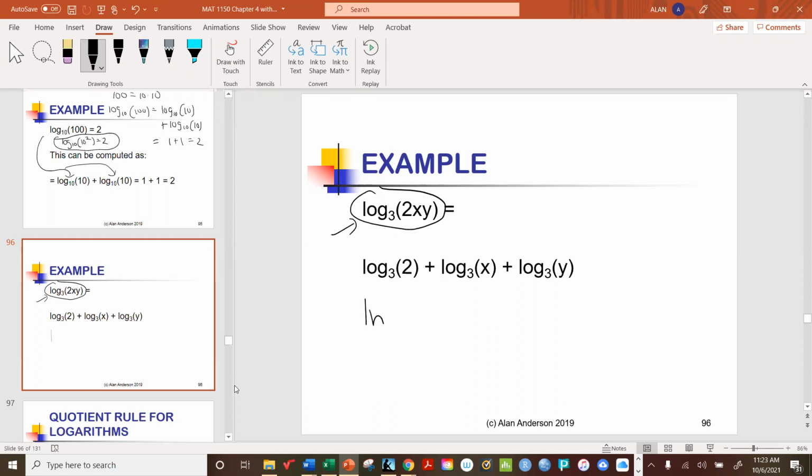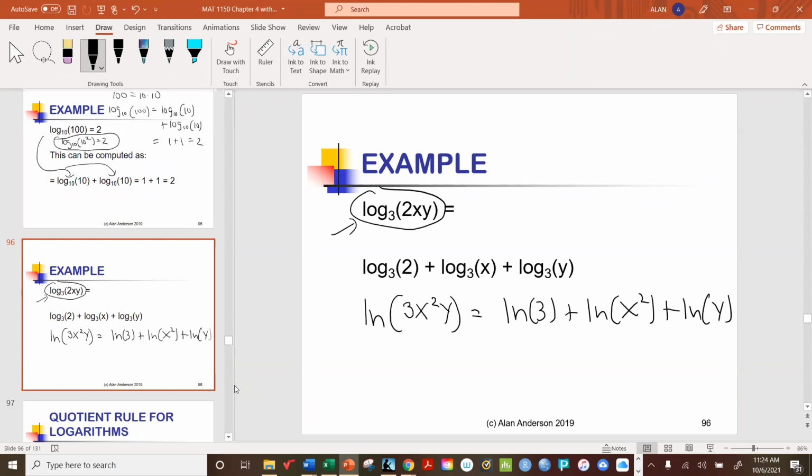One more, let's use natural logs. This could be rewritten as log 3 plus log x squared plus log y. And again, you probably don't want to do this unless you have those values, but it's certainly possible. And of course, here they all definitely have the same base as they do here.